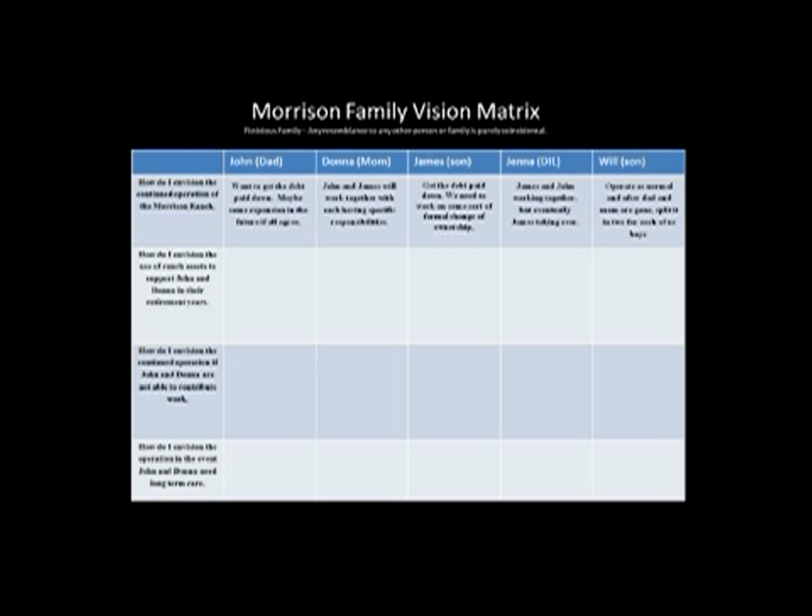Okay, how do they envision the use of ranch assets to support Mom and Dad? Well, Dad says we'll do some traveling, but I don't want to jeopardize profits. So he's hooking his retirement now to how profitable the ranch is. And if you look at people who have a real structured retirement plan, this is not how it works. You need to have the money or the assets put aside to do that.